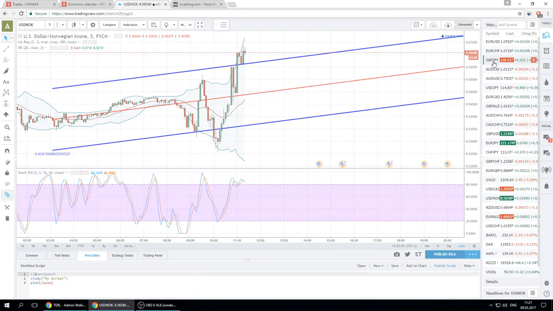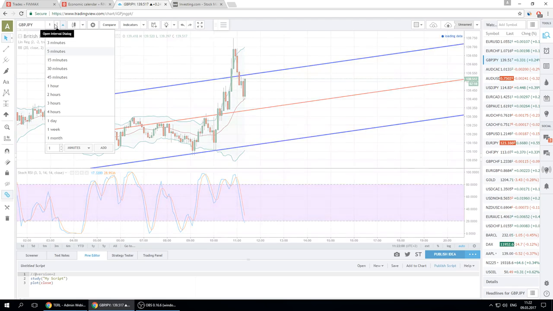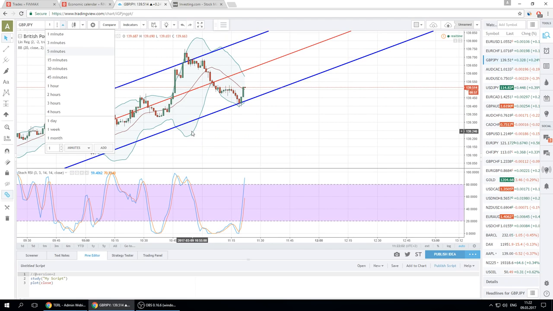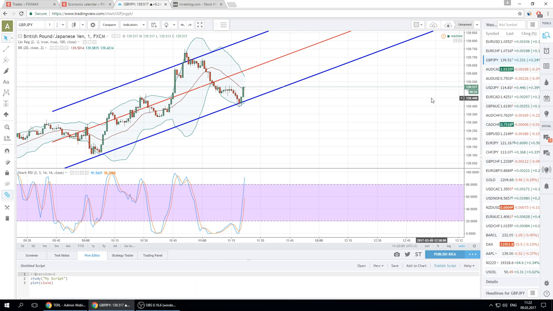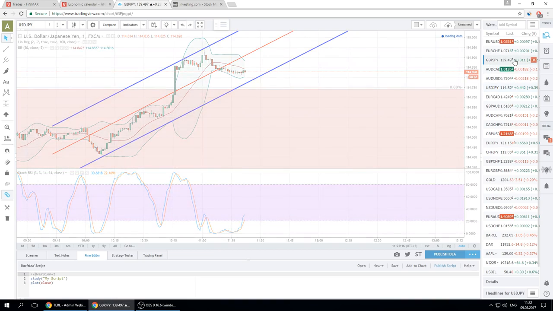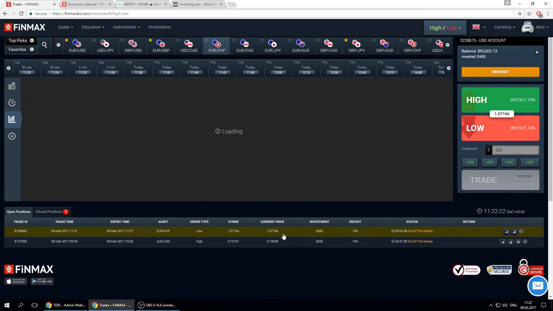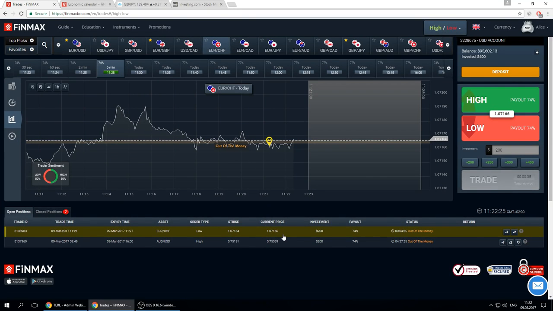Okay, 3 minutes left till the end of this candle, so it's better to wait. Let's see what we've got on the short frames. How's our trade? Out of the money.